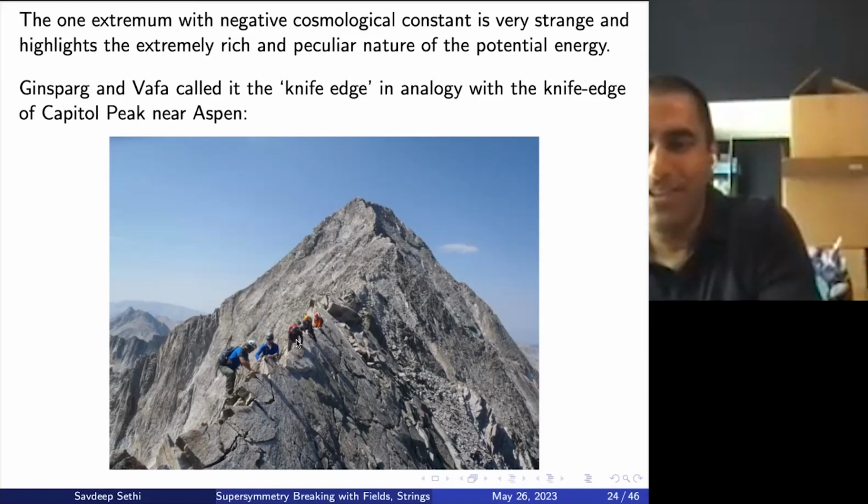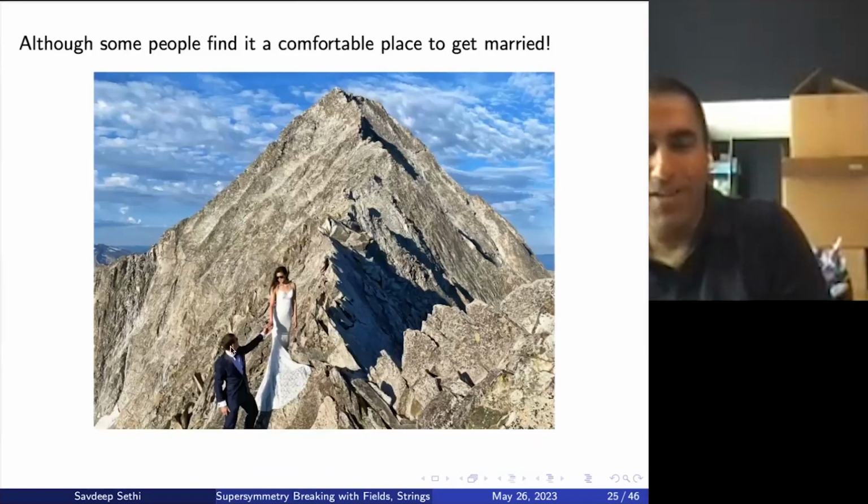You fall off that mountain. On the other hand, some people will apparently find it a nice place to get married, if you're comfortable enough walking along a very tight knife edge.